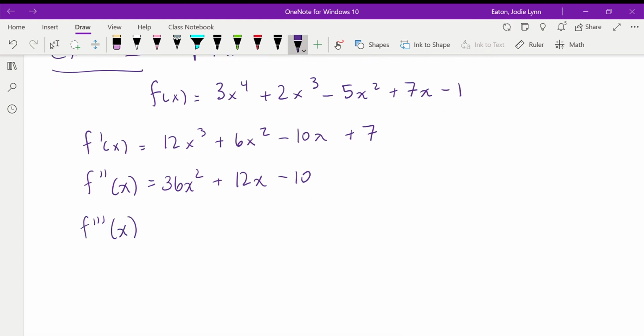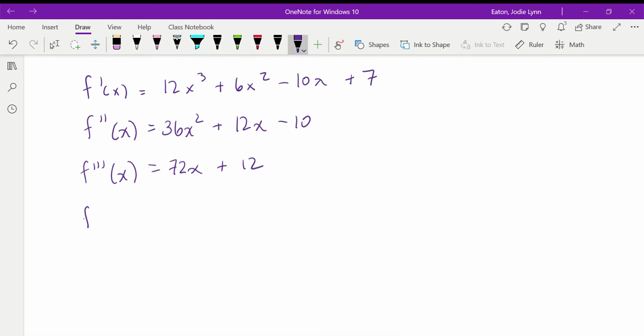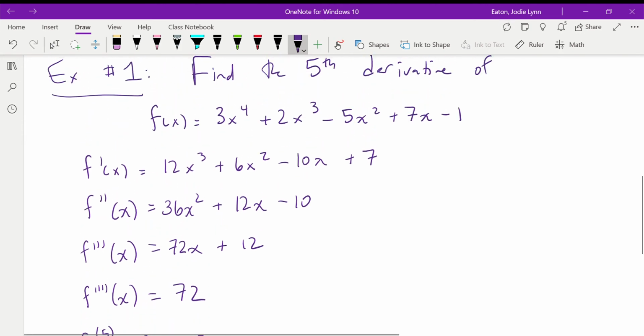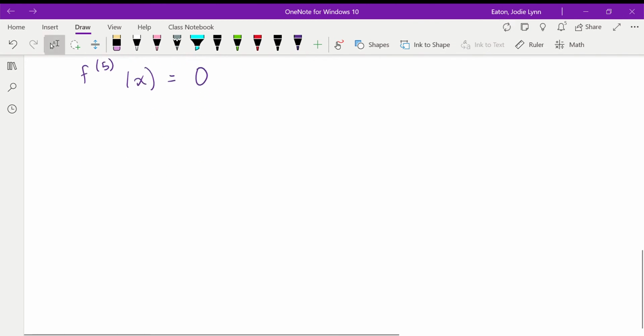Unfortunately, there's no shortcuts. If you want to take the 5th derivative, you take the first, then the second, then the third, then the 4th, then the 5th. So we've got 36x squared, which is 72x plus 12. The fourth derivative is going to be just 72, and the fifth derivative is going to be 0. So all of that work just to find out that our fifth derivative is 0.